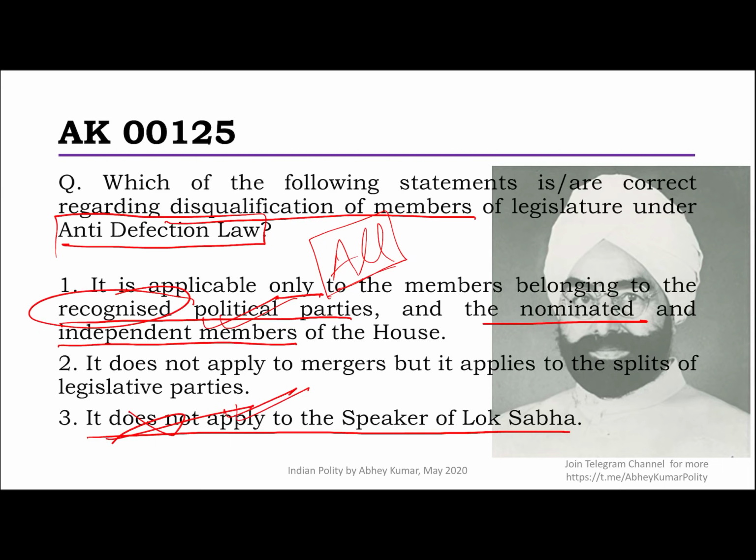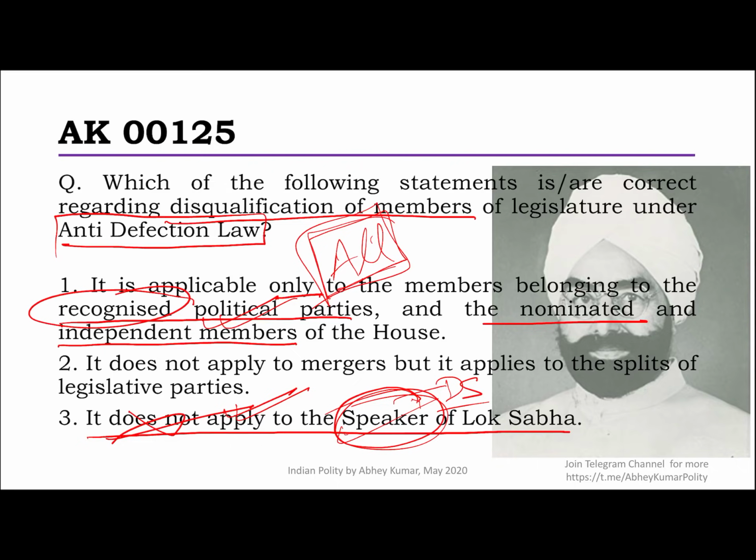So if they do anything else, for example, if the person who is elected as a speaker resigns from the party and joins another party, then they will also be disqualified. In fact, if you see the Anti-Defection Law, there is a very clear provision that while the decision is taken by the speaker for the members, when the question is of the speaker itself, then the deputy speaker will take that decision.